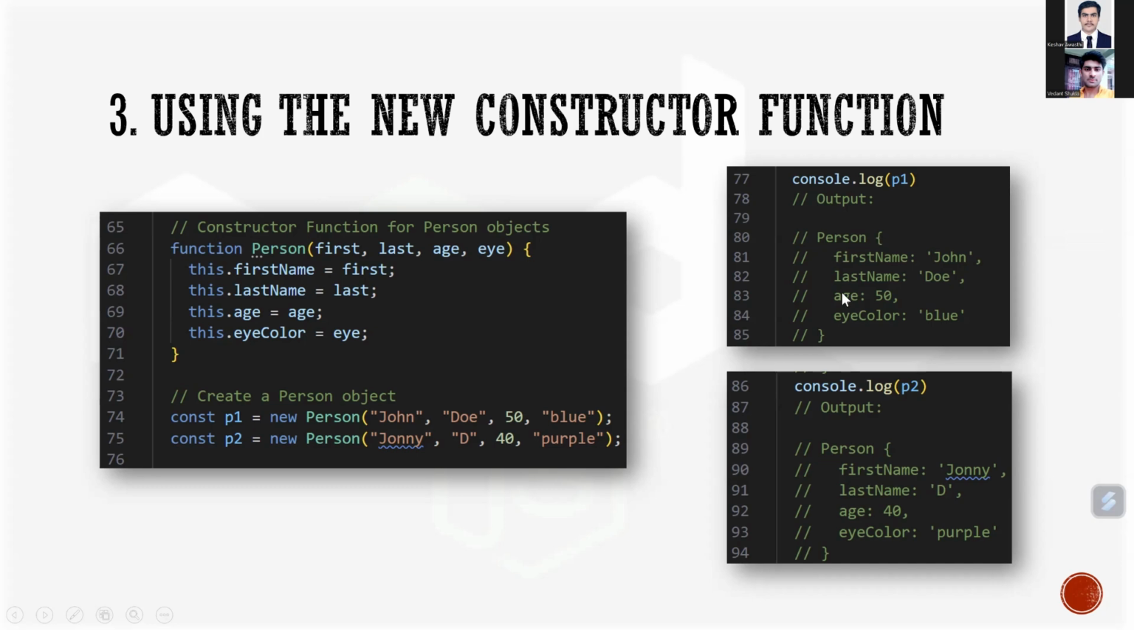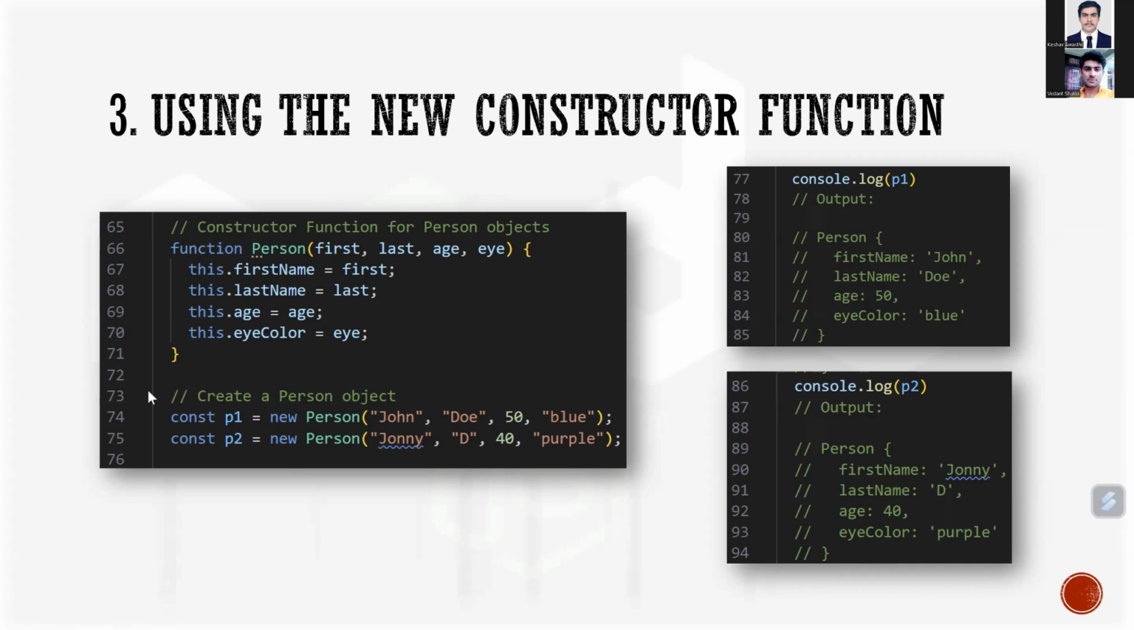Person with the object values: first name John, last name Doe, like this. And when I execute the 75th line with new values like Johnny, Doe, 40, with purple, and I console.log p2, this is how we get the object in return when the 75th line executes.